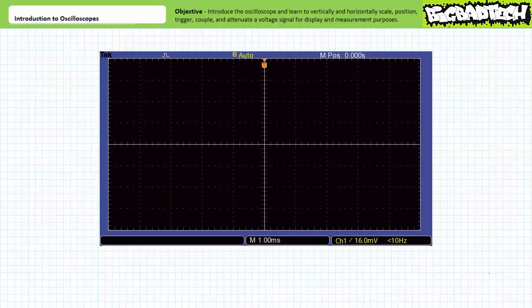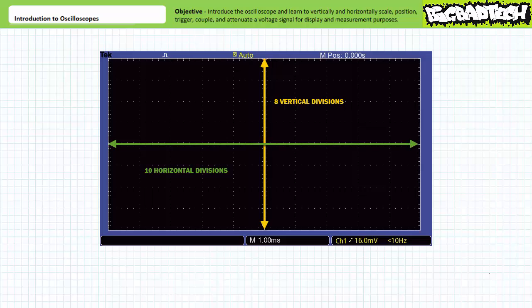Most oscopes, including the Tektronix TBS 1032B, feature a screen with 8 vertical divisions and 10 horizontal divisions. The vertical divisions are in units of volts. The horizontal divisions are in units of time. The oscope screen can therefore be thought of as a means of plotting voltage as a function of time, where the vertical y-axis is volts and the horizontal x-axis is time.